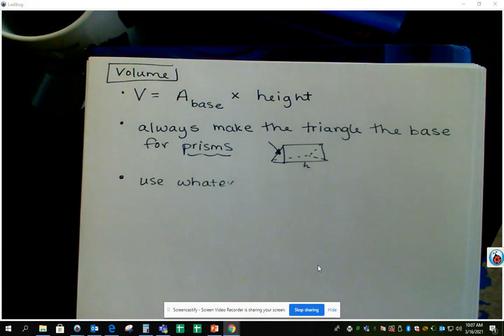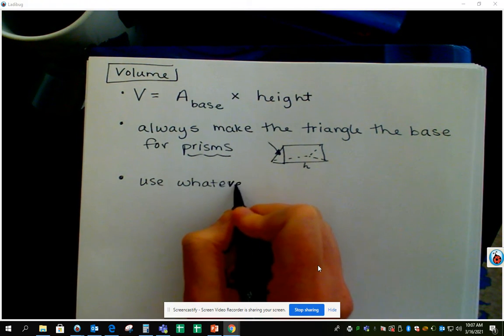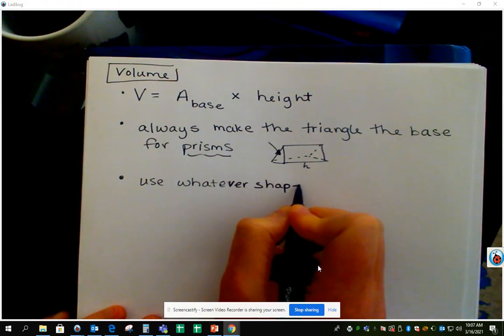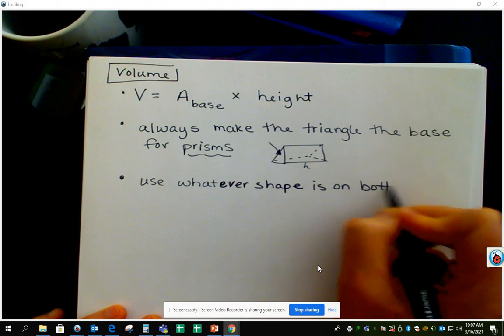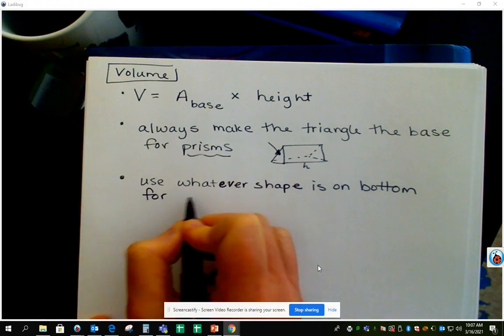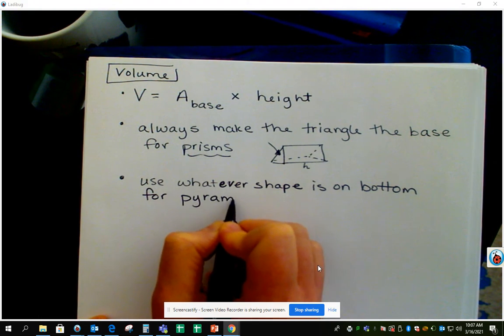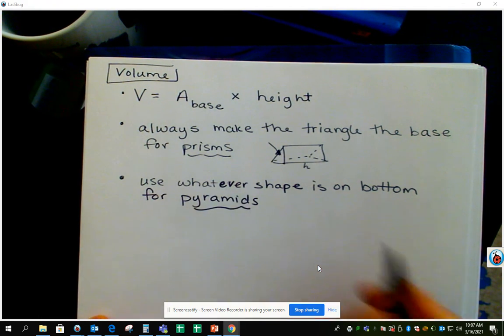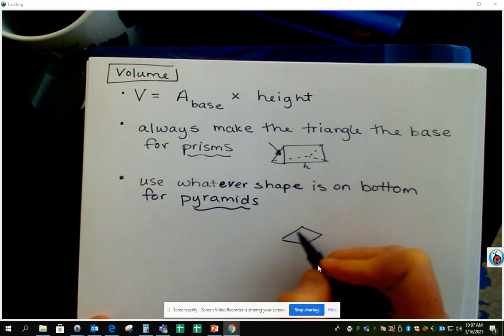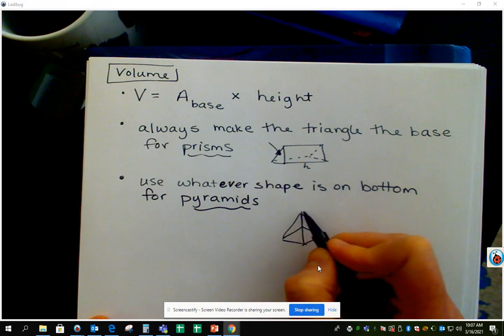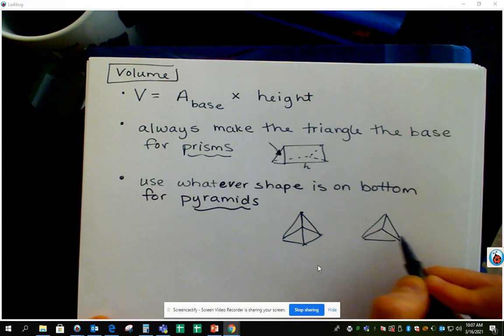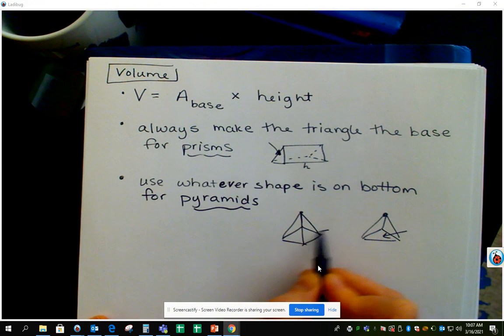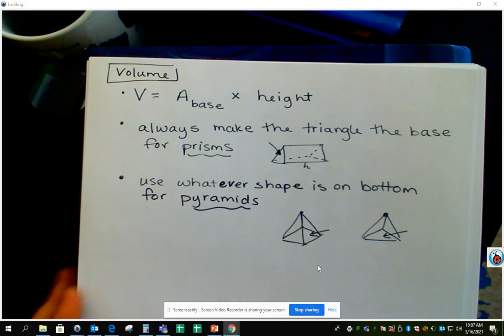Another pen here. Use whatever shape is on bottom for pyramids. So pyramids can have a square base, remember pyramids are pointy here, or they can be triangular, okay? And whatever's on bottom would be the base for those, okay?